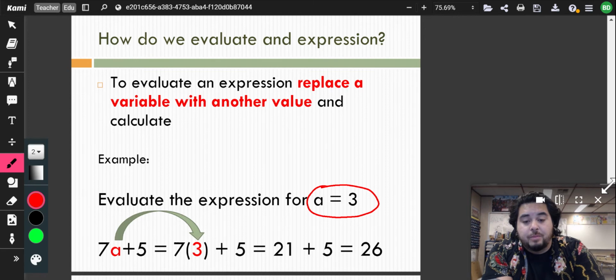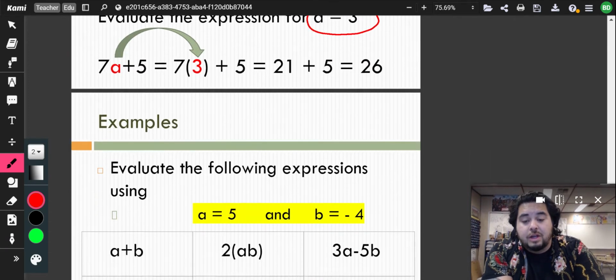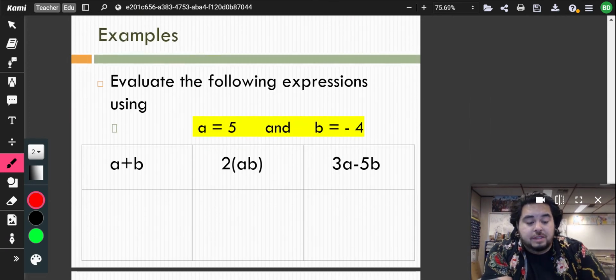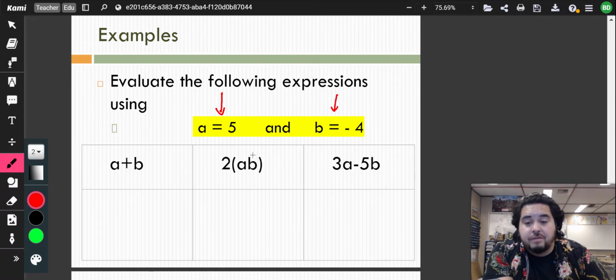Okay, so we are going to look at a couple examples. So our first set of examples, we're using 2 values. We're going to replace a with the number 5. We're going to replace b with the number -4. Those values are going to go in. So the first one's really easy.